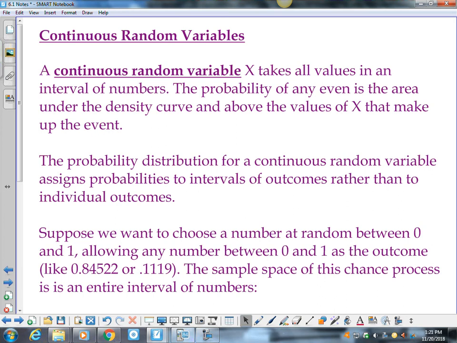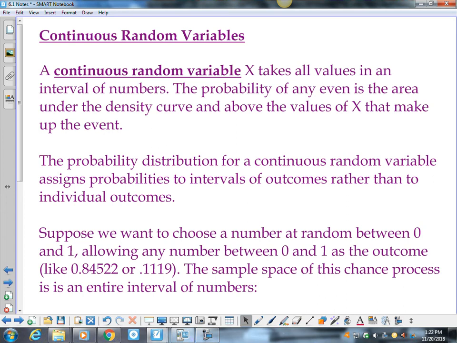A continuous random variable x takes all values in an interval of numbers. The probability of any event is the area under the density curve and above the values of x that make up the event. What does this remind you of? A normal distribution. You should be thinking normal CDF. It's the values under the curve.